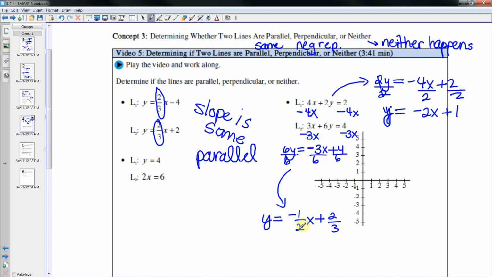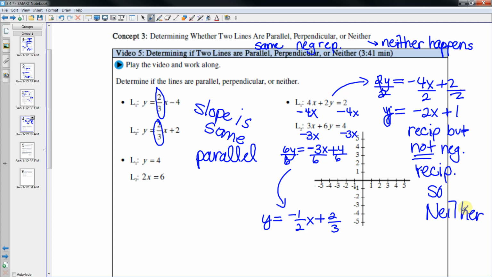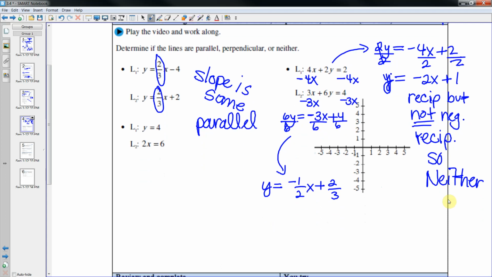So negative 1/2 and negative 2, those are reciprocals of each other. If you flipped them over, they're reciprocals, but not negative reciprocals. Remember, for negative reciprocals, you have to flip it over and change its sign. So this one would be neither, because they're not the same and they're not exactly negative reciprocals of each other.